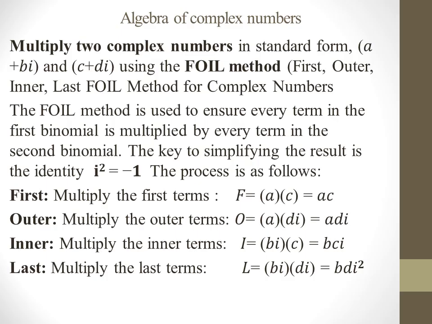The process is as follows. Multiply the first terms: F is equal to a into c, that is equal to ac. Outer, multiply the outer terms: a into di is equal to adi. Inner, multiply the inner terms: bi into c is equal to bci. Last term, multiply the last terms: bi into di is equal to bd i square.